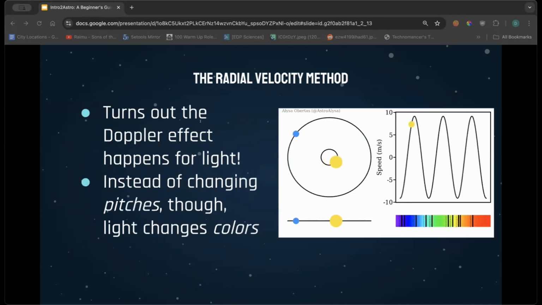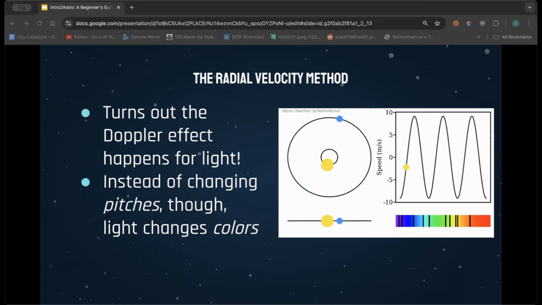And it turns out that there is a way to do that. So stars emit a lot of light. And it turns out that light undergoes the exact same Doppler effect that sound does. So as a planet circles a star, the star is going to trace out smaller circles from the gravity due to the planet. And the light is going to change frequency in the same way that sound changes frequency.